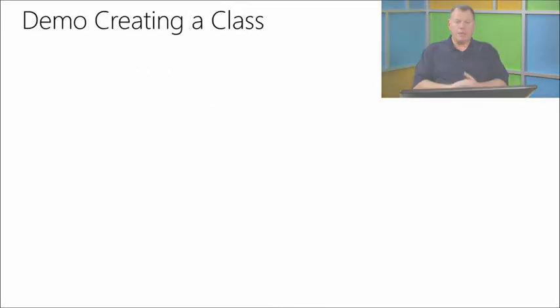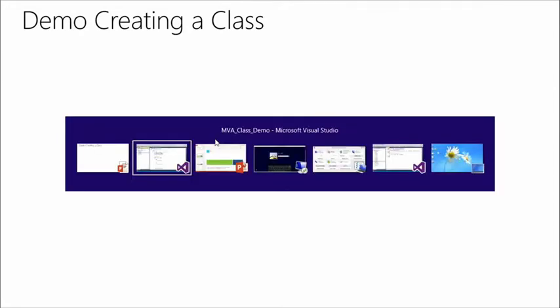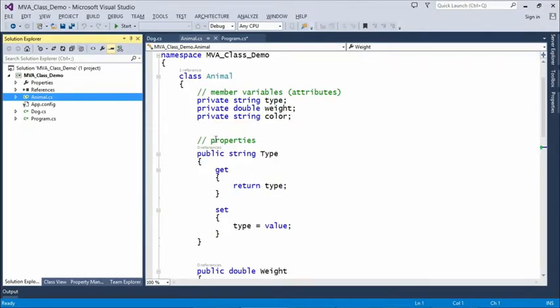So let's go ahead and take a look at what a simple class looks like in code. We'll switch over here to Visual Studio, and what we've done here is actually modeled that animal class that we had on the slide, and we've written it in code. So we have the name Animal as the name of the class, and we have things known as member variables. Again, we talked about the data or the attributes.